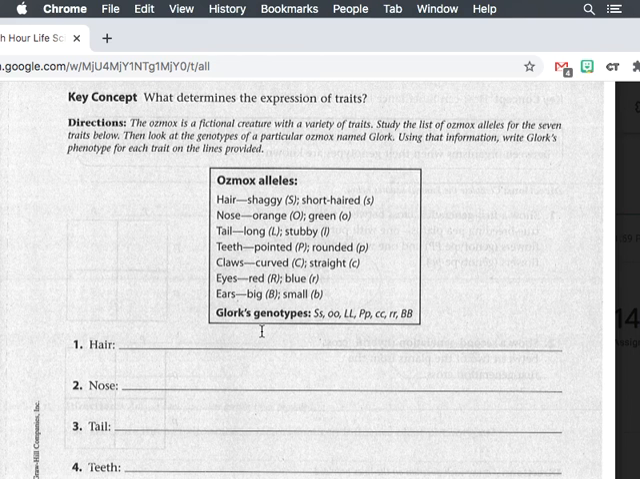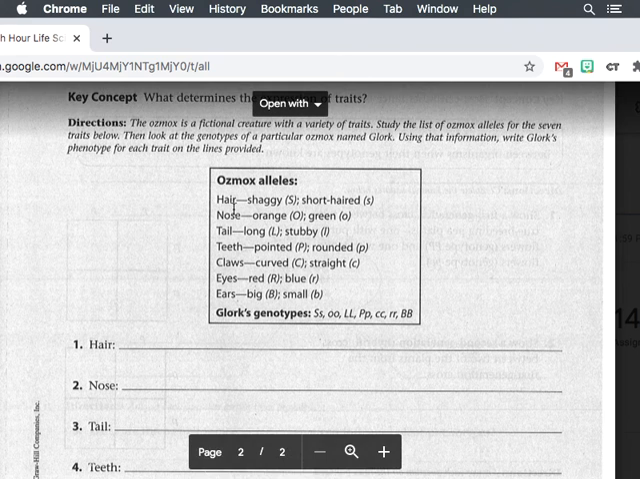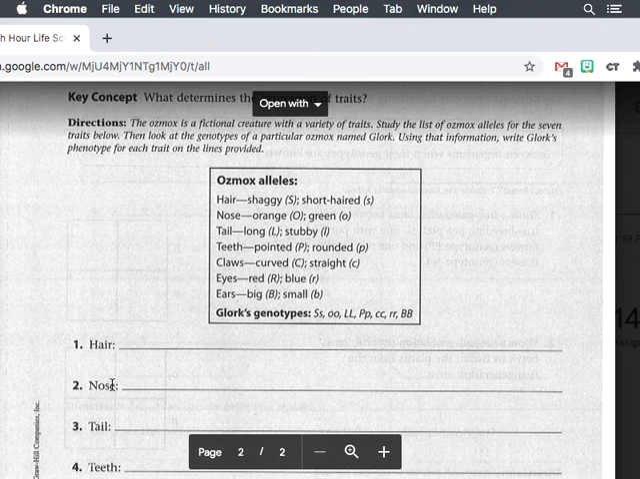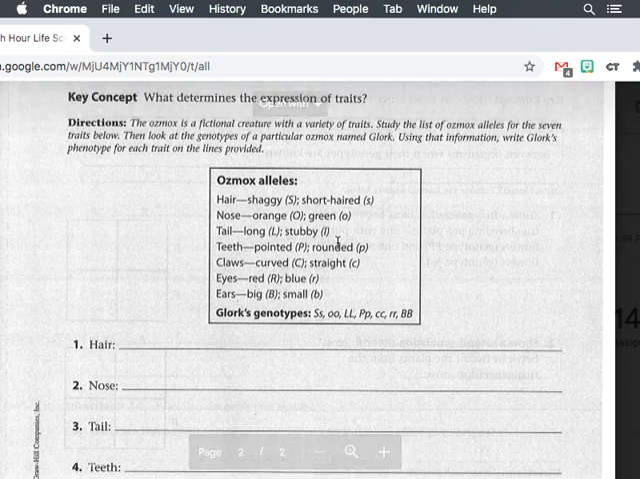Let's do the next one. Nose. If you're orange, it's going to be big O. If you're green, then you're going to have two little O's. Here we look at Glorik's genotype, little O, little O. Why do you have a green nose? I don't know. I didn't make this up. Wait, for shaggy here, do we write two big S's? You don't need to do that. You just write shaggy. So number two is green. So he's going to have a green nose.